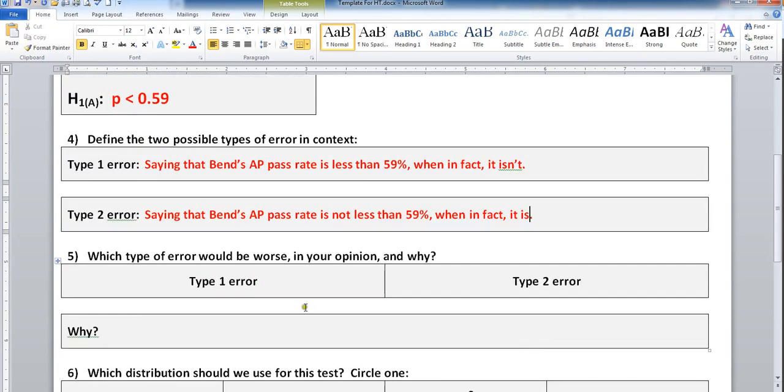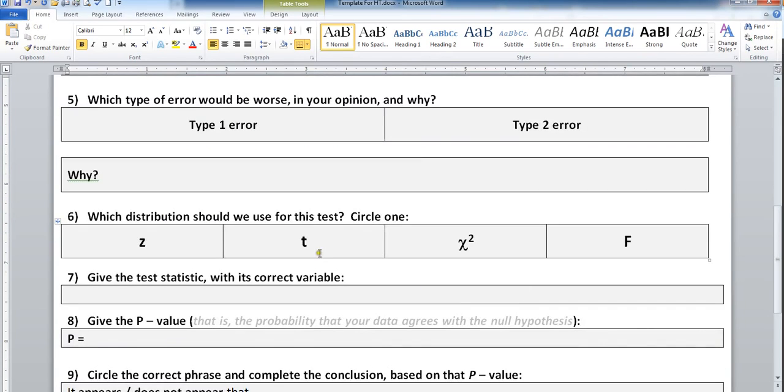All right. Which type of error would be worse in your opinion, and why? I can't wait to hear what you say about this one. I don't know if I have a feeling about which one would be worse. I could vote for the fact that a false negative would be worse, because if the AP pass rate were important and we didn't need to monitor it, not catching a change might be detrimental. The question is, how important is an AP pass rate? I'm not really sure, so I'm going to let that one go and see what you put.